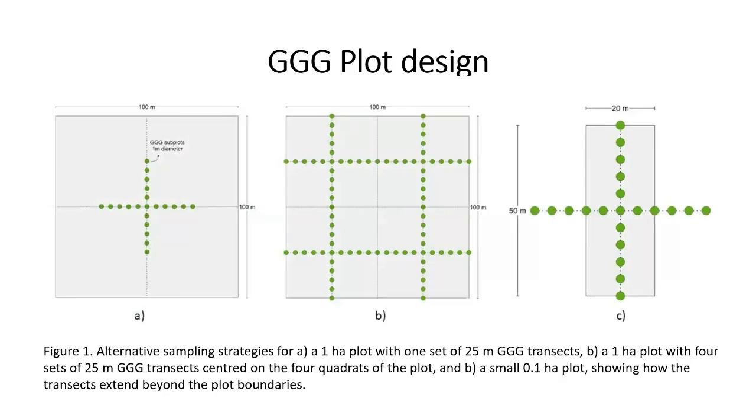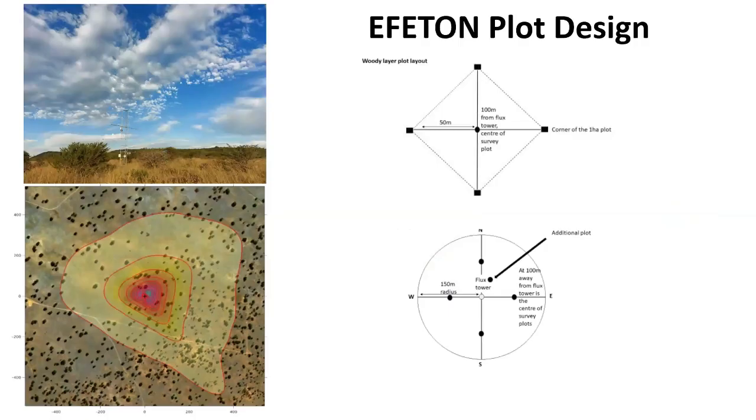So the designs can be quite varied, and it can be implemented to suit your question or your landscape or your site. So for us, we went with the middle, which is B, which is a 1 hectare plot, 100 by 100, and that's divided into 4 quadrats. And within each quadrat, there are 21 permanent herbaceous sampling plots.